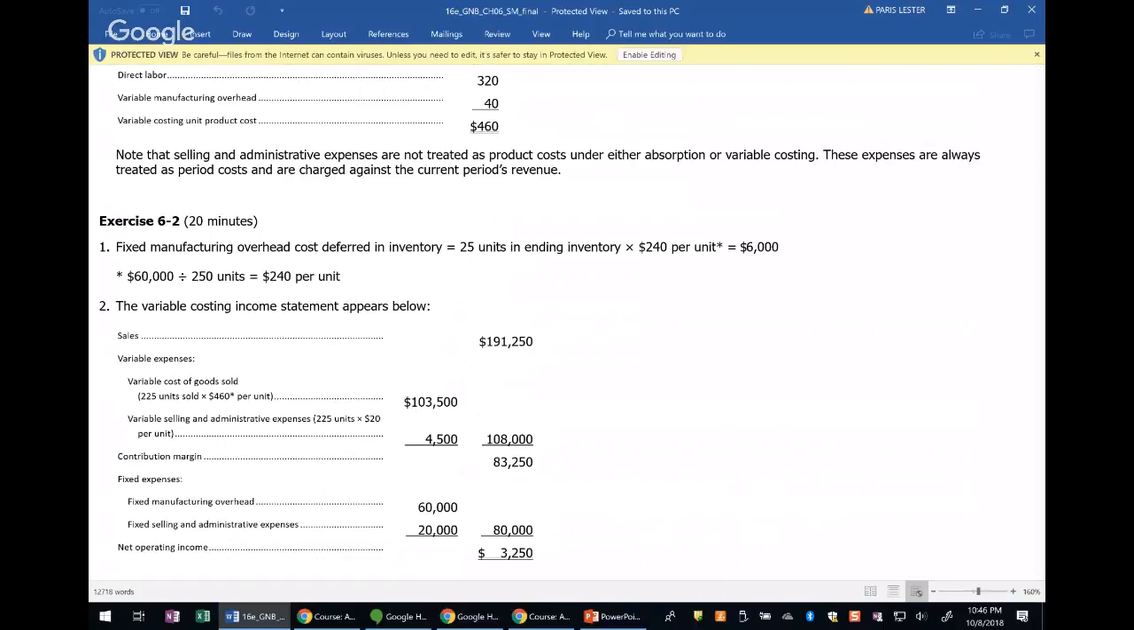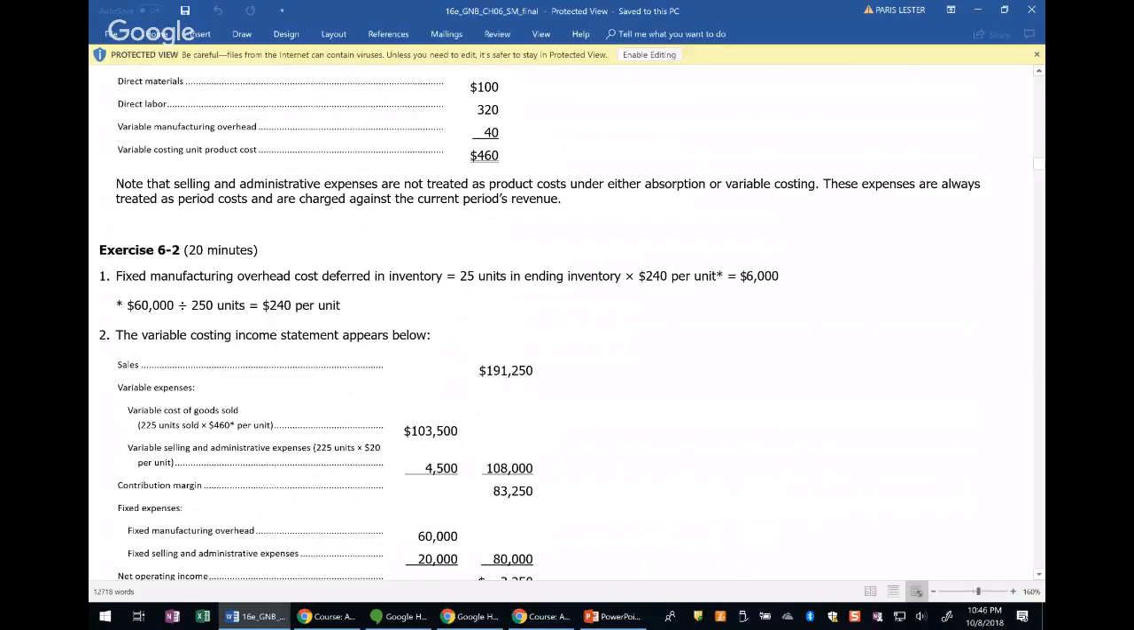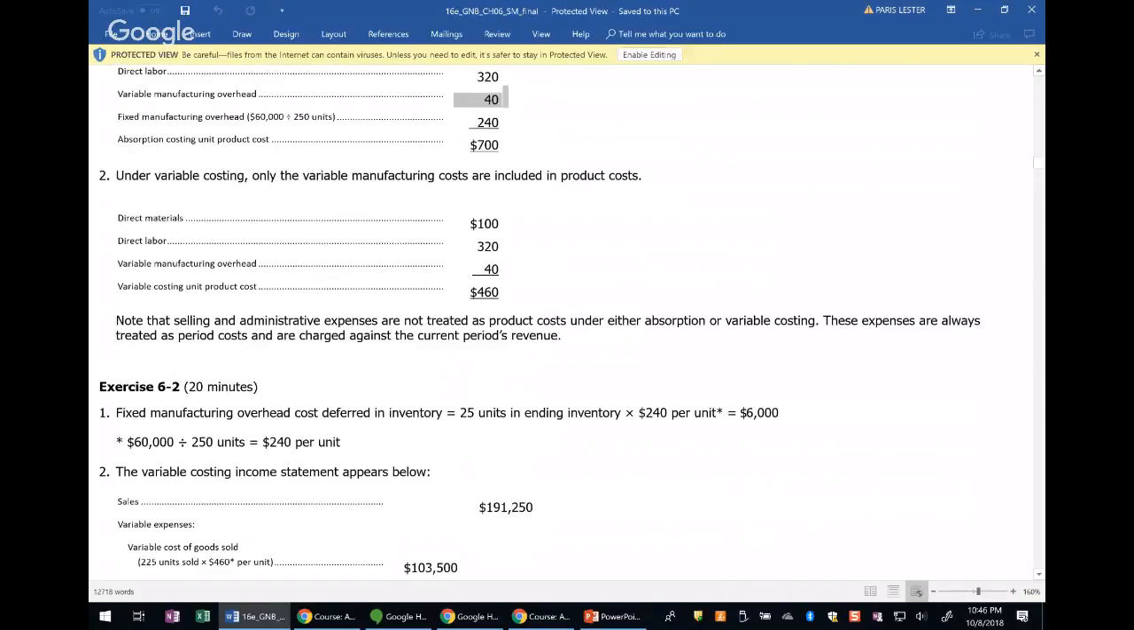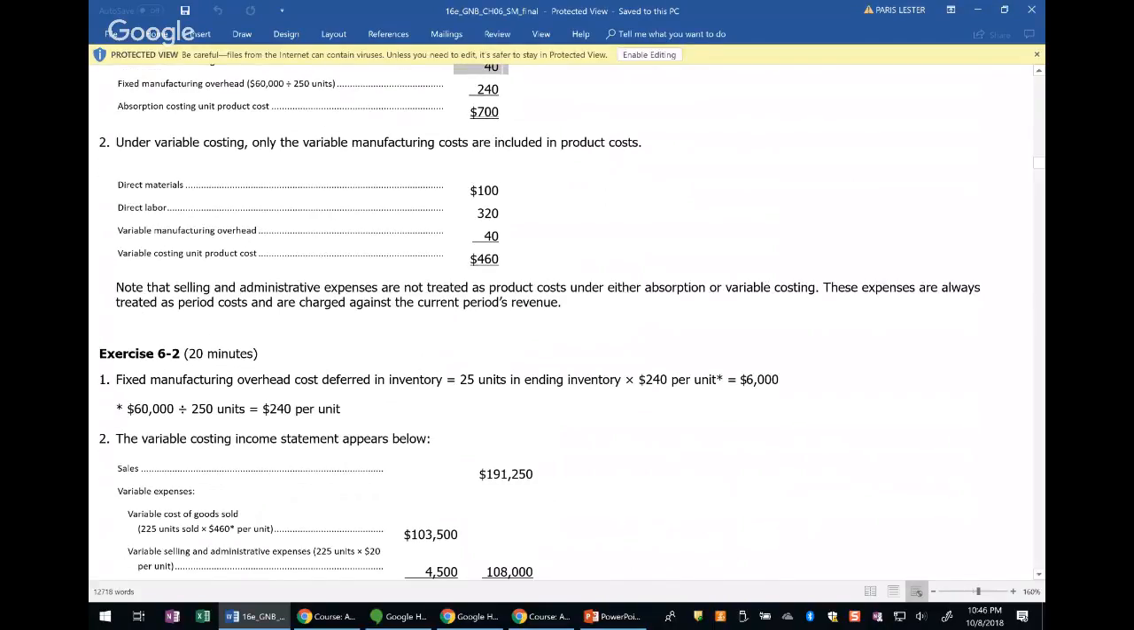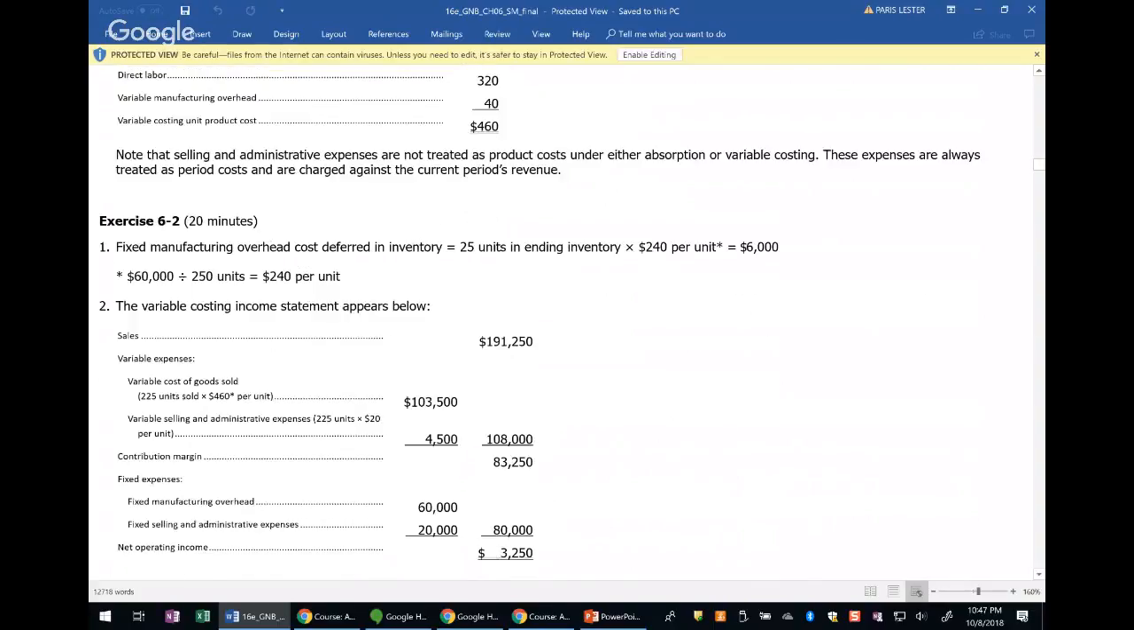Okay, that I had on the screen. Selling and administrative, I don't know if I had that up there or not. I had the 460 given. Now, where the 20 came from, I don't know. Probably would have to take selling and administrative of 24,500 divided by the number of units to get to $20. So let's see if they did that down here somewhere.